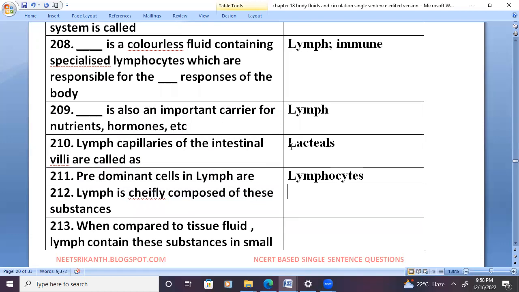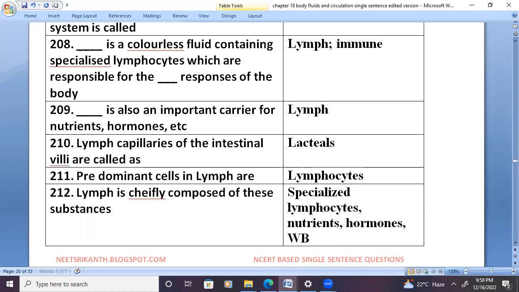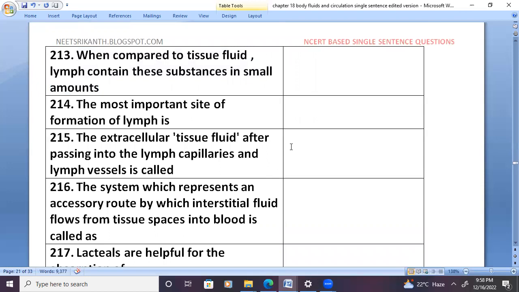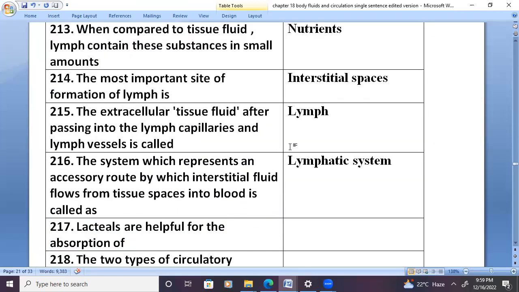Lymph is chiefly composed of specialized lymphocytes, and along with that, nutrients, hormones, and WBCs are present. When compared to tissue fluid, lymph contains nutrients in small amounts. The most important site of formation of lymph is the interstitial spaces. The extracellular tissue fluid, after passing into the lymph capillaries and lymph vessels, is called lymph. The system which represents an accessory route by which interstitial fluid flows from the tissue spaces into blood is called the lymphatic system. Lacteals are helpful for the absorption of digested fats, fatty acids, and glycerol.